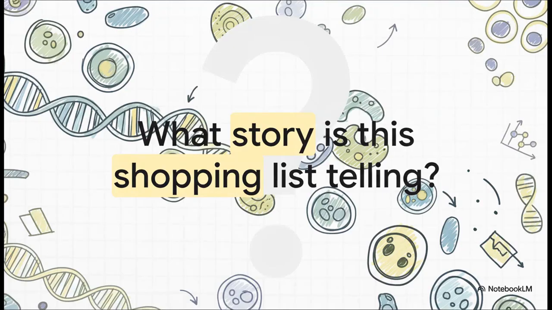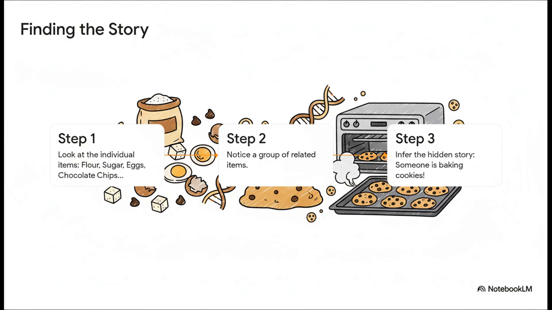To really get how scientists solve this, let's use a simple analogy. Just forget about genes for a second and look at this shopping list. At first glance, it just looks like a random bunch of items. But is it really? The amazing thing is how our brains do this automatically. We don't just see a bunch of individual items, we instantly see that flour, sugar, eggs, and chocolate chips all kind of belong together, right? They're all baking ingredients. And by noticing this enrichment of baking stuff, we can figure out the hidden story. Someone is about to make cookies.